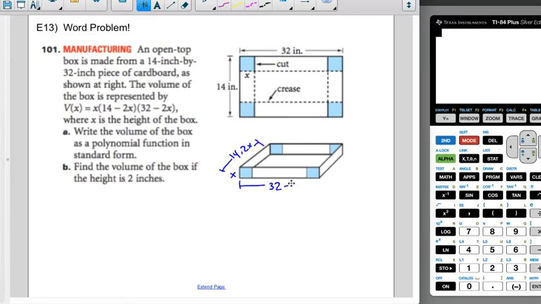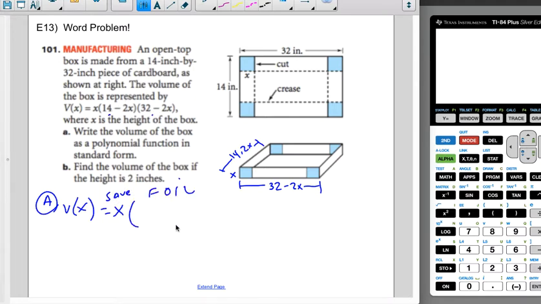And the length of the box, which is 32 minus the 2x's that you cut out, right? The first thing they ask in A is to write the polynomial in standard form. A is just asking you to FOIL this thing out. So V of x, I'm going to save the x for last. I'm going to FOIL the other stuff, right?